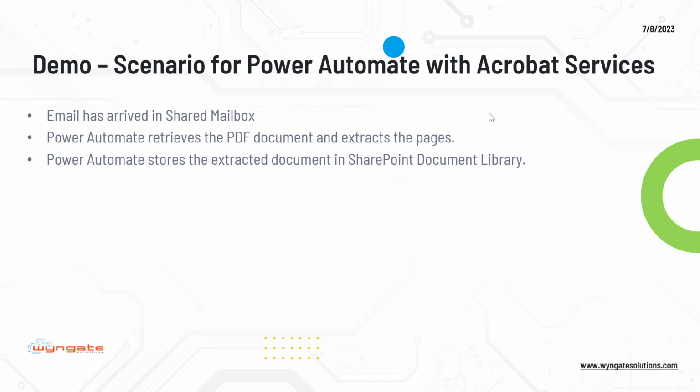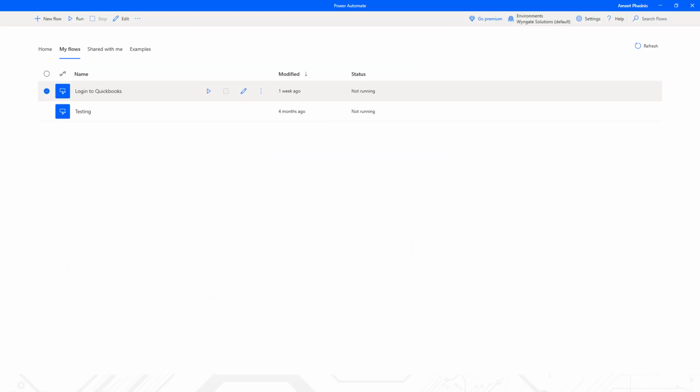The second scenario is where we are going to use Acrobat services in Power Automate, where an email has arrived in a shared mailbox. Power Automate retrieves the PDF document and extracts the pages. Power Automate stores the extracted document in a SharePoint document library. So let's get started with our scenario number one.